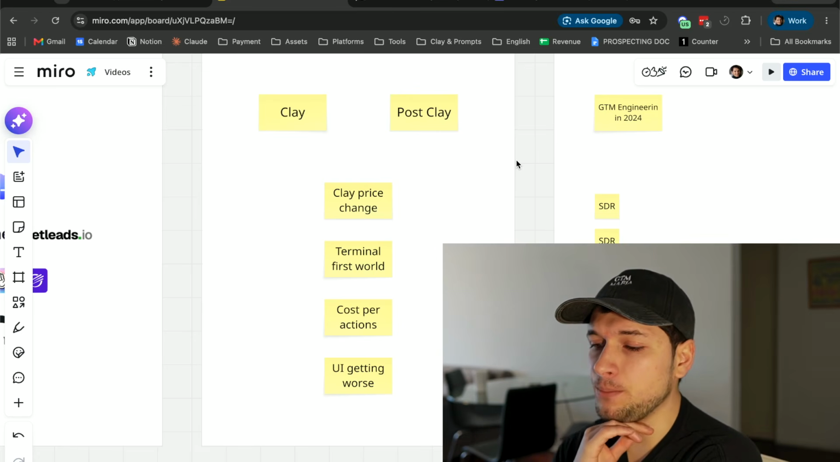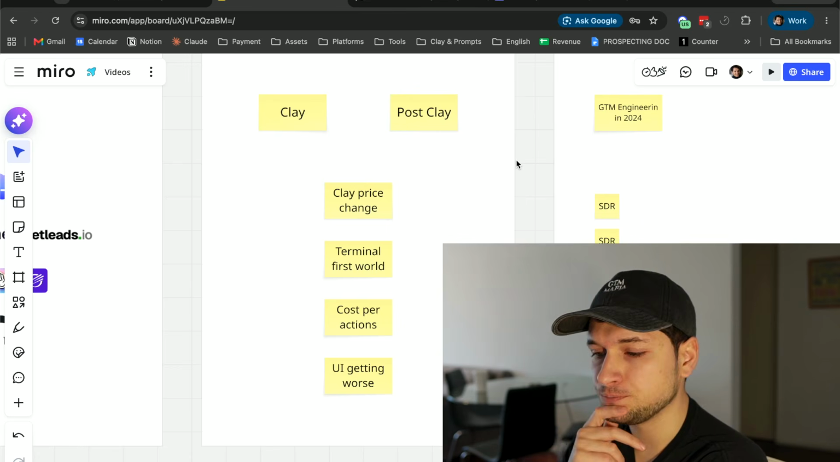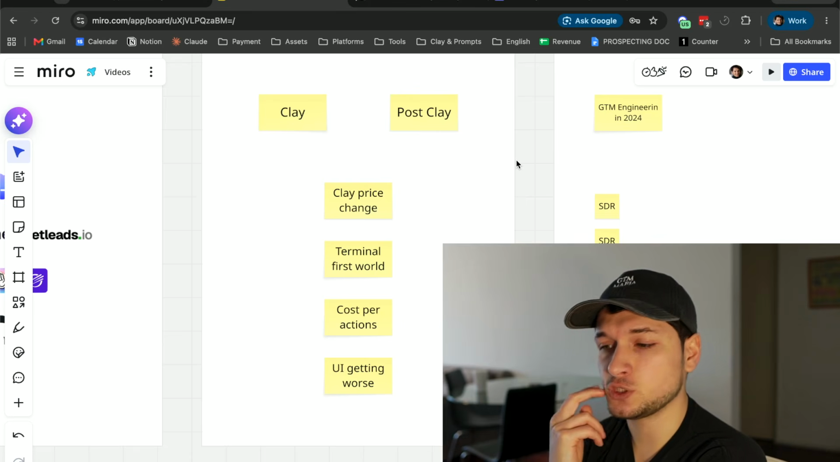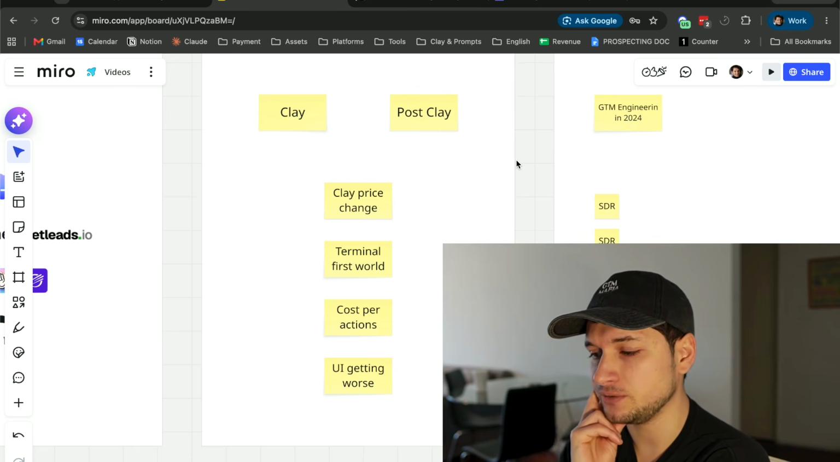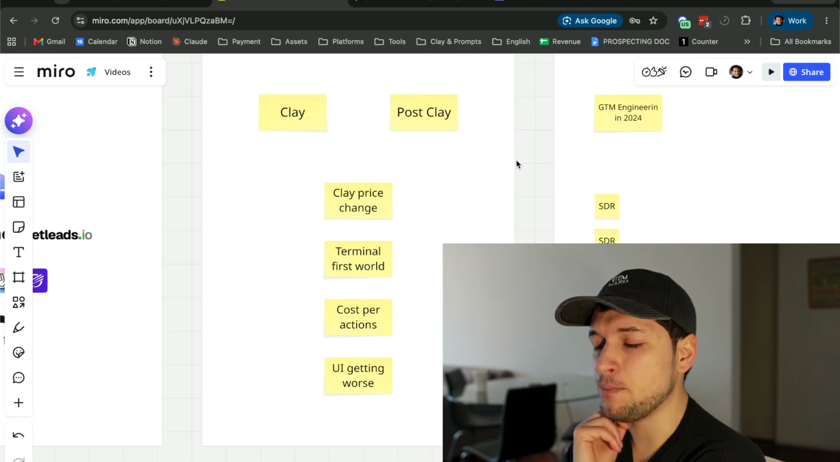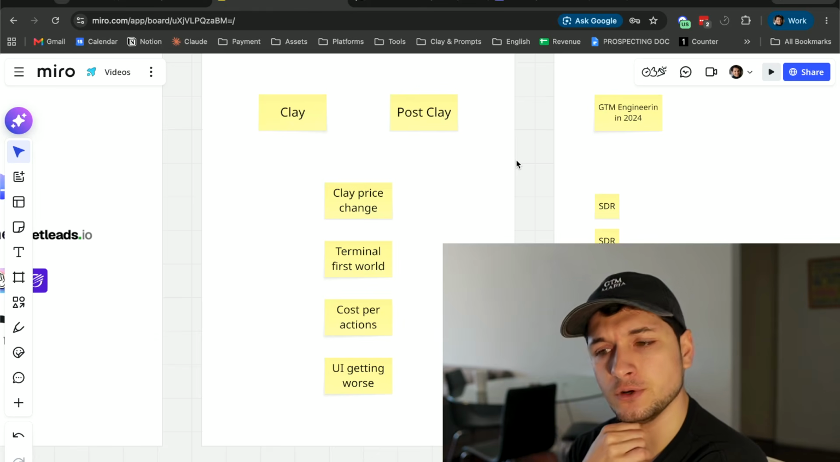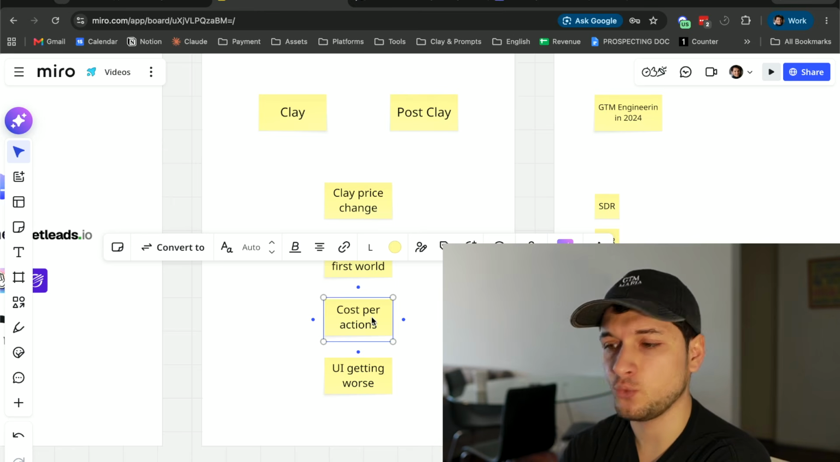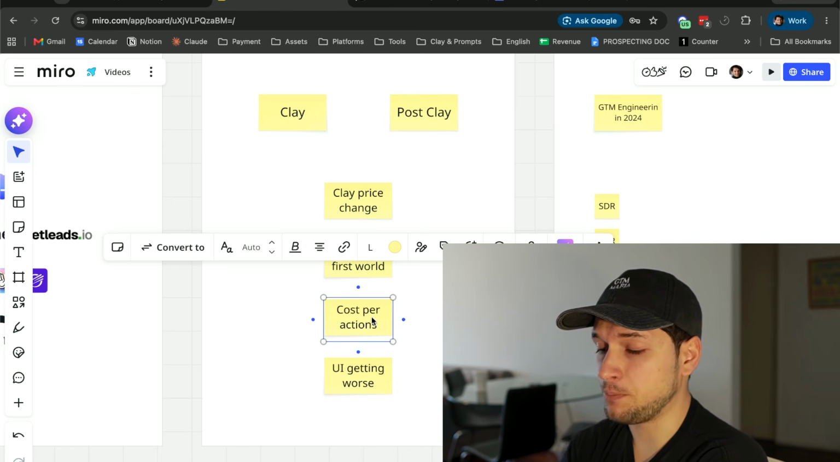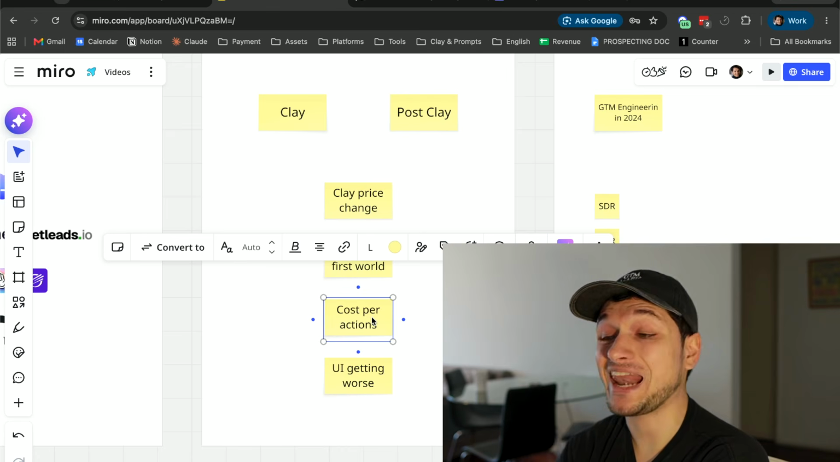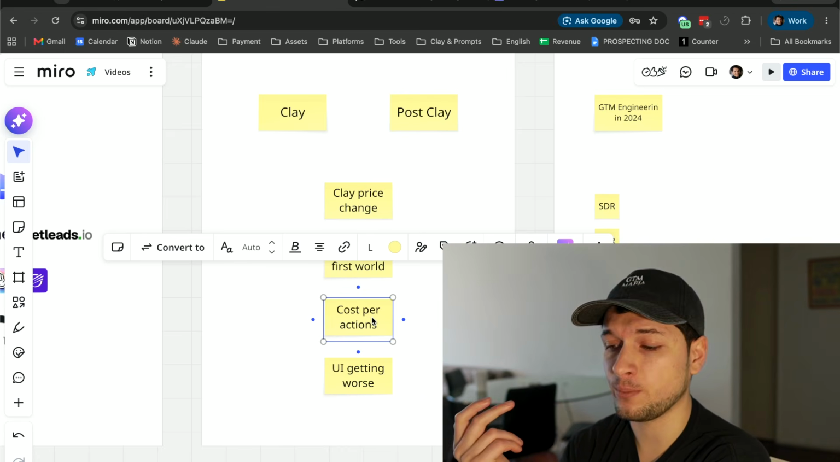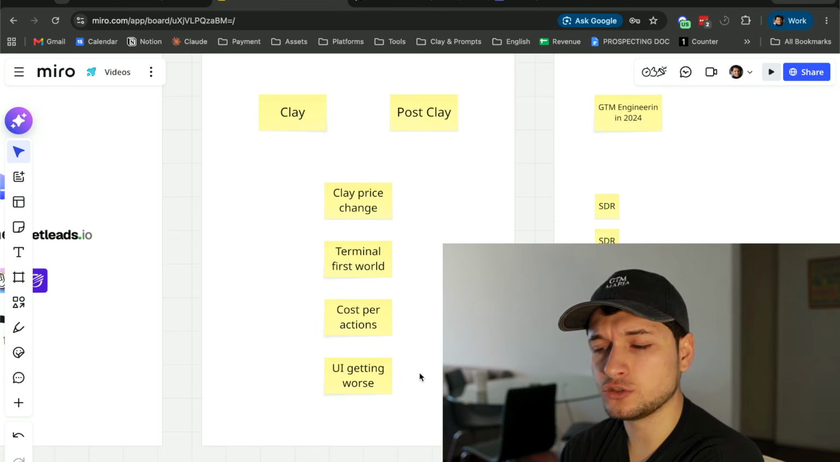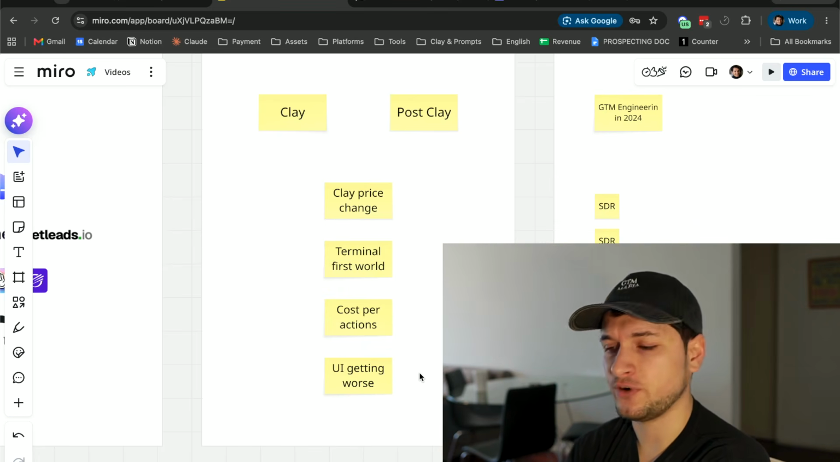Clay is still amazing, but they changed pricing. Now it's too expensive if you are a small operator. It's not pretty good in the terminal first world, even if they actually created their own CLI and published it, I think, a couple of months ago. Now you have a cost per action, especially if you send leads outside of Clay or inside of Clay, which basically makes the pricing make no sense, unless you are an enterprise company or a big company. And honestly, the UI got worse, especially when you find people, it's very bad, okay?